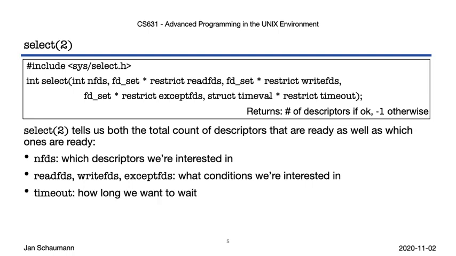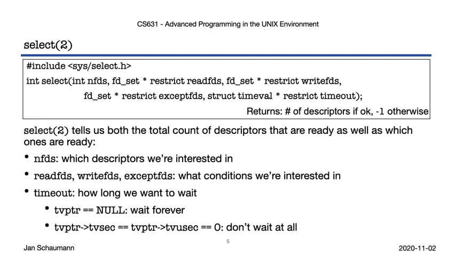Finally, we can control for how long select should block when waiting for such conditions. We can have it block forever by passing null. We can specify a granularity of seconds and microseconds to wait, or we can have it not block at all by setting both seconds and microseconds of the struct timeval to 0.